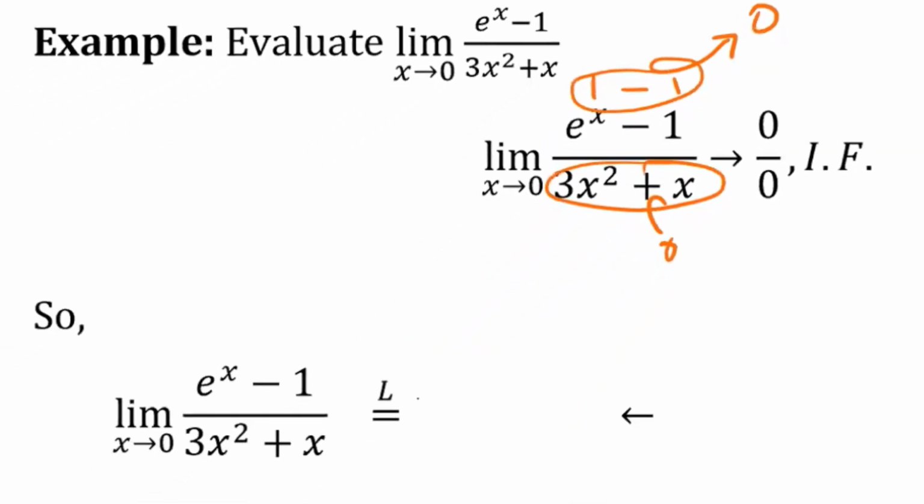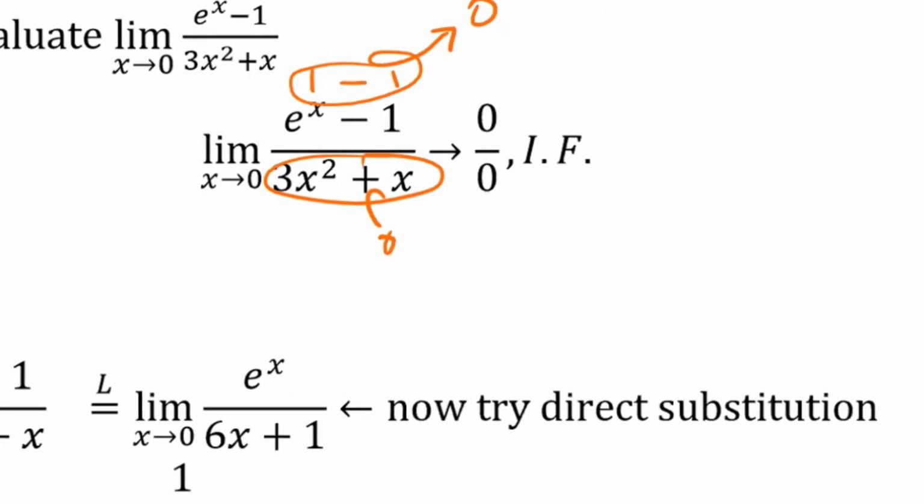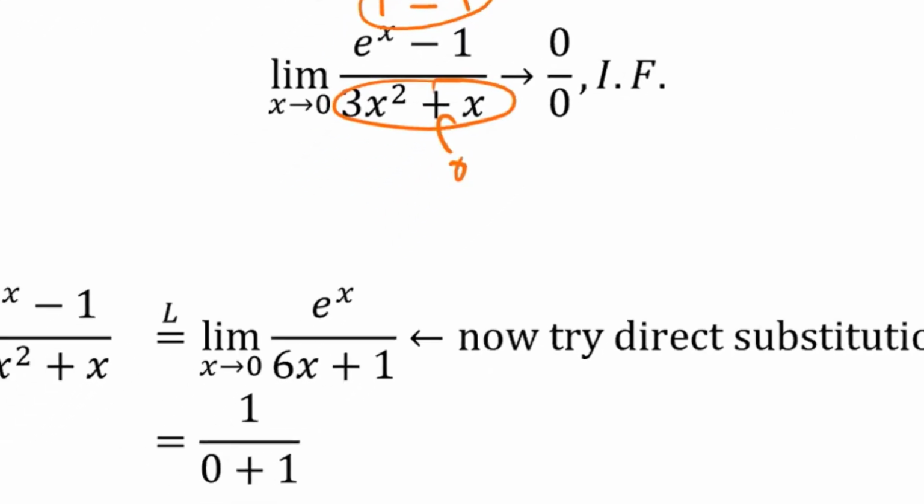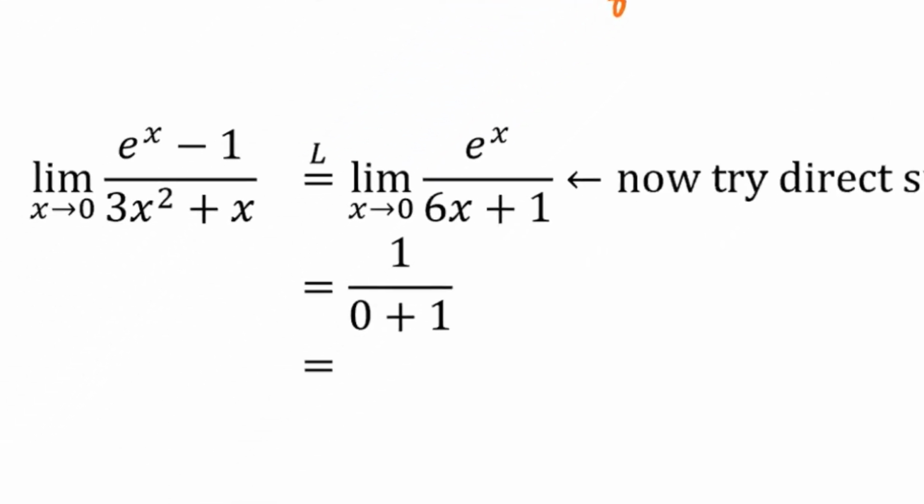I've written down here L, the equals, and now we're going to take the derivative of the top, which is going to be e^x, and the derivative of the bottom, which is going to be 6x plus 1. But now if we try to plug in again, we're going to get something that's not an indeterminate form. So that's going to be 1 over 0 plus 1, which is just 1. Okay, so for this one, we could not have used factoring.